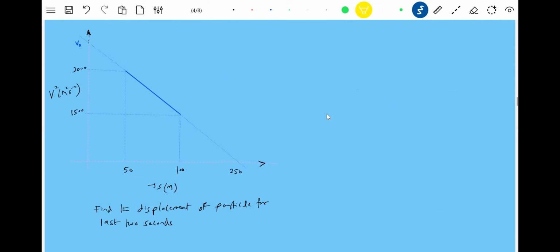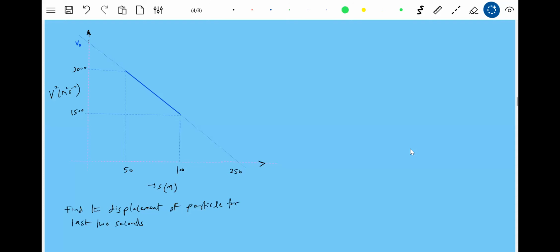Find the displacement of the particle for the last 2 seconds. Look at this one. What we have is a v square versus s graph. How can we proceed here? First, let's write how v square and s are related. For that, we need a slope. What is the value of the slope? We'll calculate the slope of this curve.